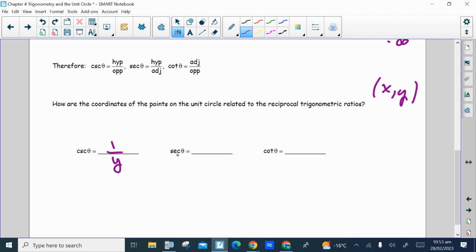Secant goes with cosine. Secant and cosine are a pair because, again, there's only one co there. That goes with the cosine, so the other one can't have co. It has to be secant. The x tells you the cosine, so 1 over x will be the reciprocal, which will be the secant. Cotan is the reciprocal of tangent. Tangent is found by going y over x, so the cotan will be x over y.